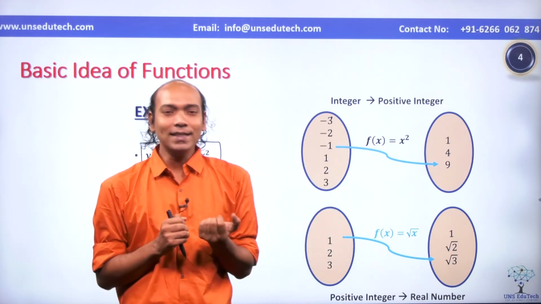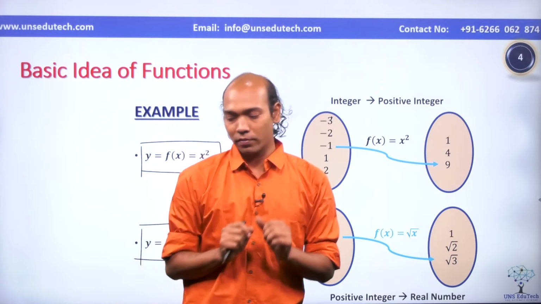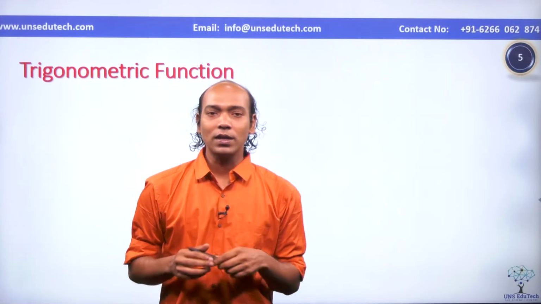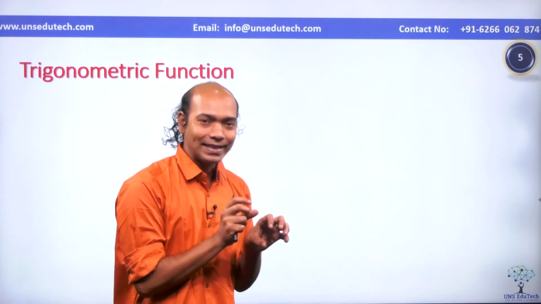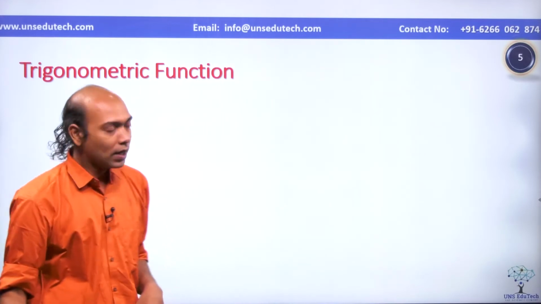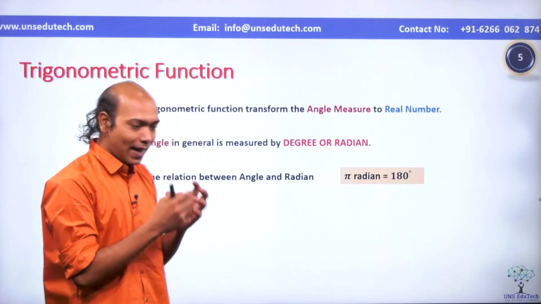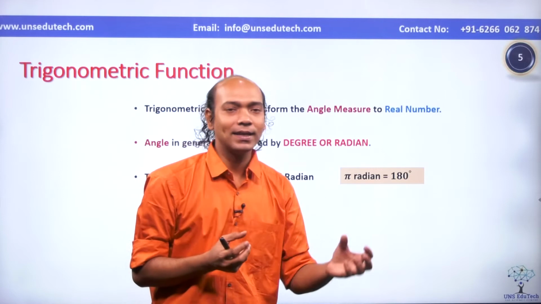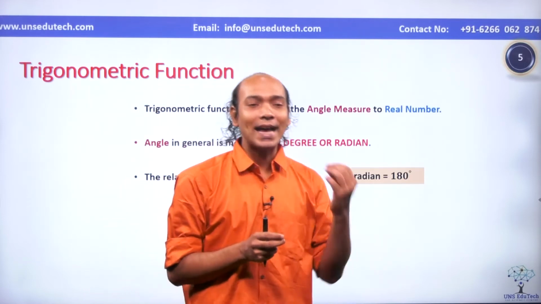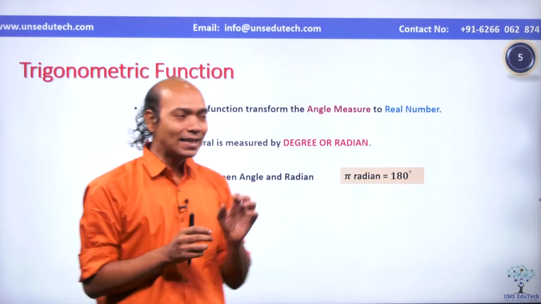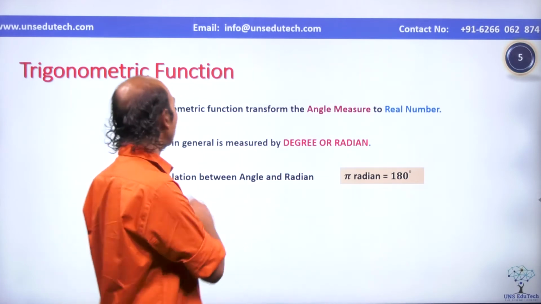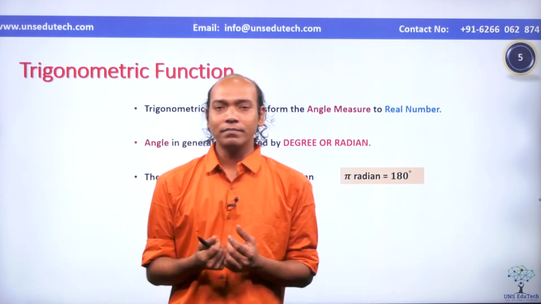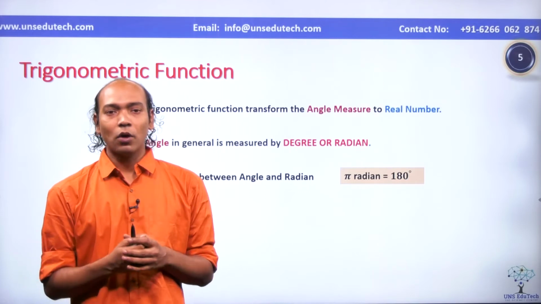Now we extend this concept to the basic idea of trigonometry. So what is a trigonometric function? As we discussed at the beginning of the class, trigonometry deals with angles and the lengths of sides. So a trigonometric function takes the angular value of any angle of a right angle triangle to some side ratio, or angle to some real number. That's called a trigonometric function. In general, an angle is described by radian measure or degree measure.